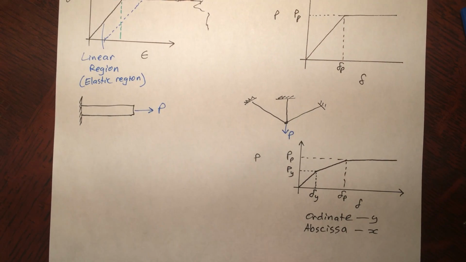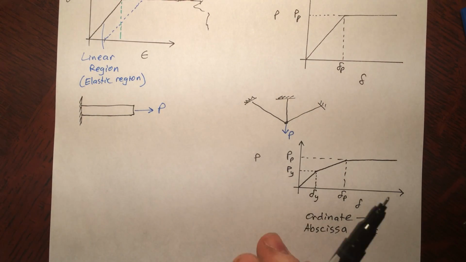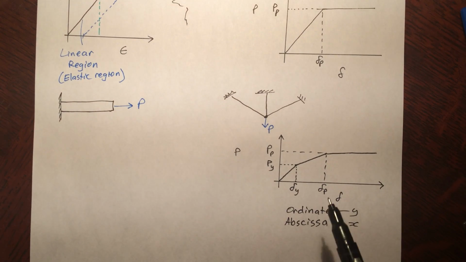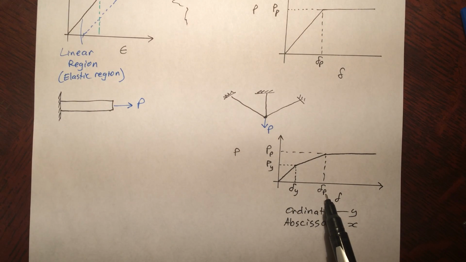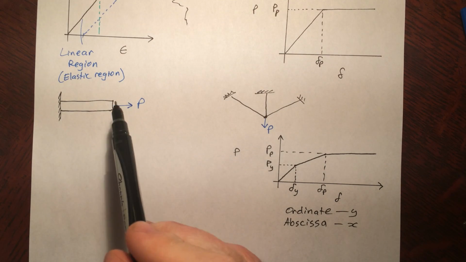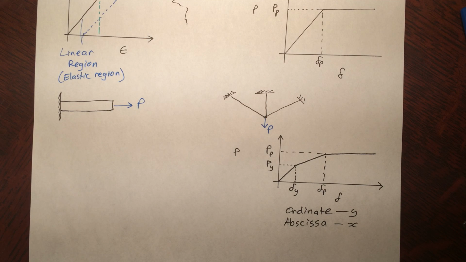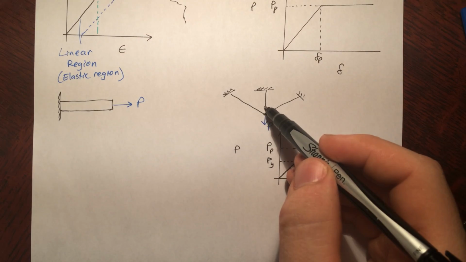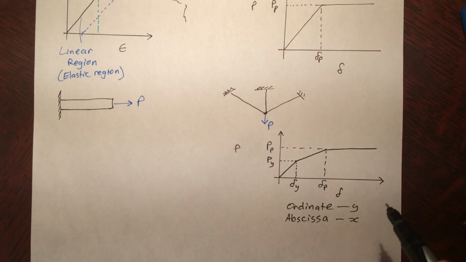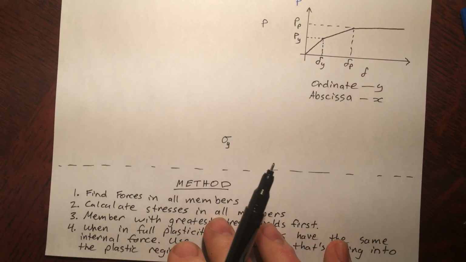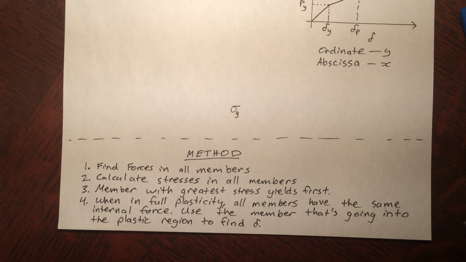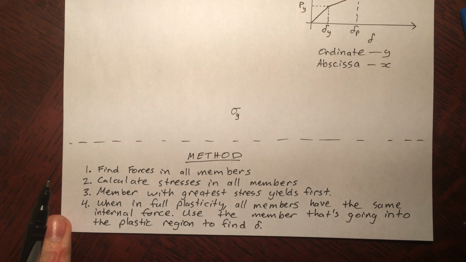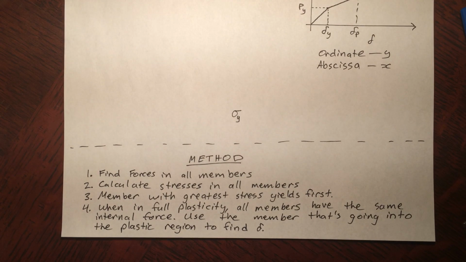And then we said for a statically determinate problem, we have a yield point and a fully plastic point. If it's statically determinate, this happens at the same point. It yields and it's in its plastic region at the same time. But for statical indeterminacy, you're going to have one member yield first, and then at some point later, all the members are going to be in plastic. And I went through my method of solving. I'll leave that up for a few minutes if you want to pause it and digest it.